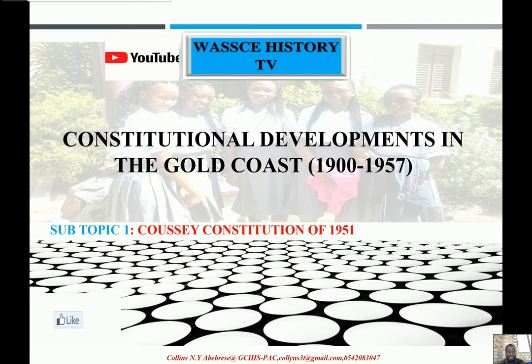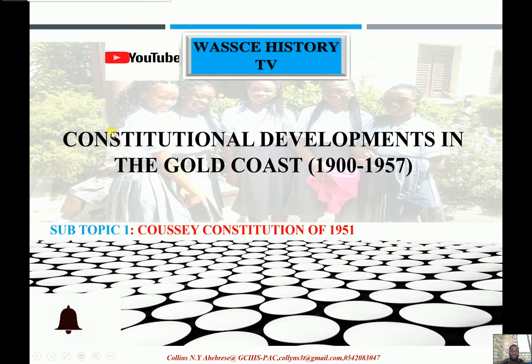So we're going to look at the Coussey Constitution of 1951, and this is one of the best colonial constitutions that was promulgated by the colonial administration. It is called the Coussey Constitution, and it was promulgated in 1951.